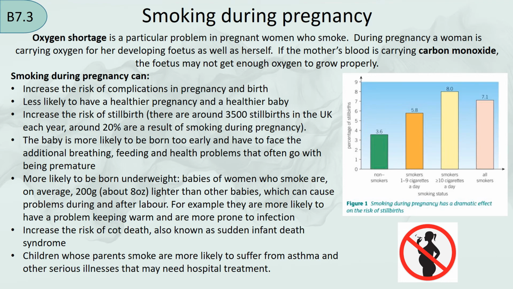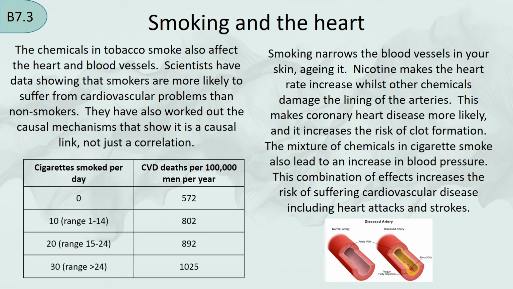Okay, so the next one we're going to be looking at is smoking and the heart. And it's not that it's directly affecting the heart tissue per se. What's actually going on is that it has a very detrimental effect on the arteries. So the chemicals in tobacco smoke affect your heart and also the blood vessels, as just mentioned. Scientists have data showing that smokers are more likely to suffer from cardiovascular problems than non-smokers.